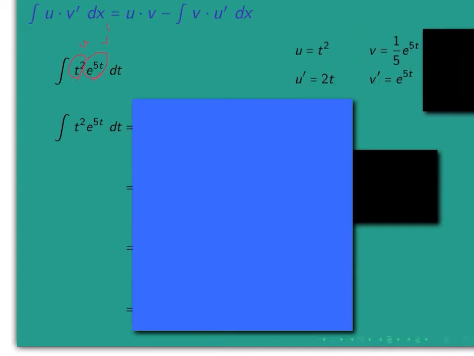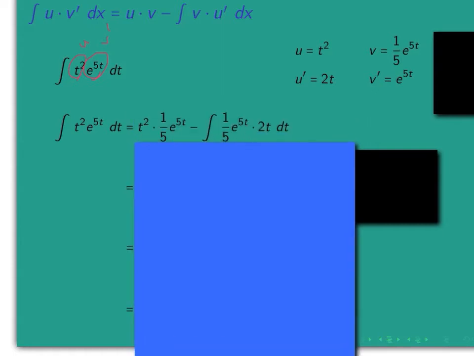So if I pick u to be t squared, then its derivative is 2t, so u prime is 2t. And if I pick v prime to be e to the 5t, I need to anti-differentiate to find v. So an antiderivative in this case is 1/5 e to the 5t. So the first step in integration by parts is to simply plug those values for u, v, u prime, and v prime into the integration by parts formula.